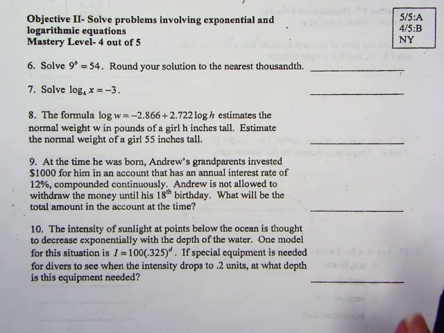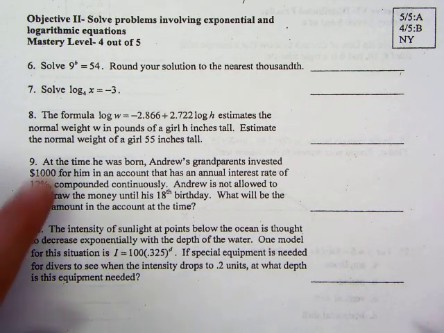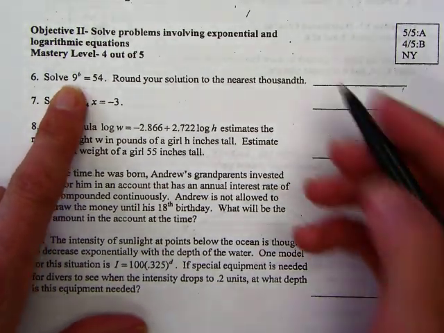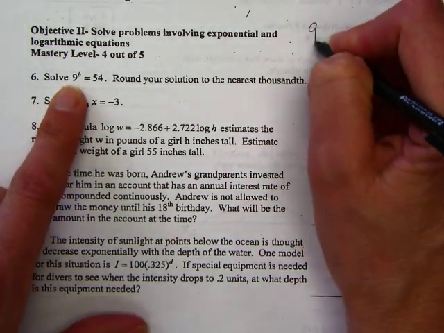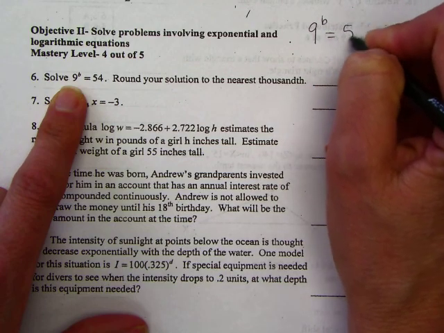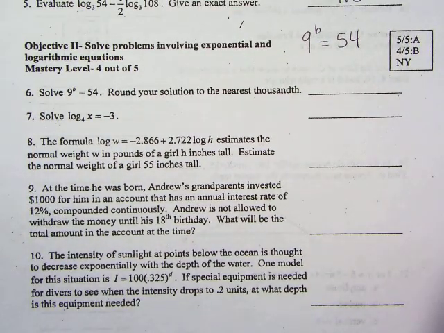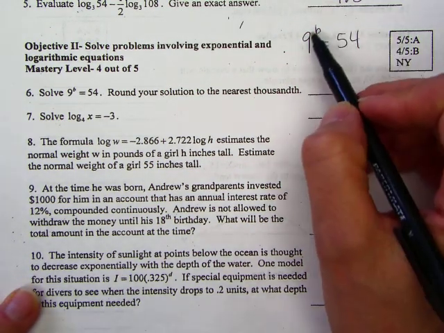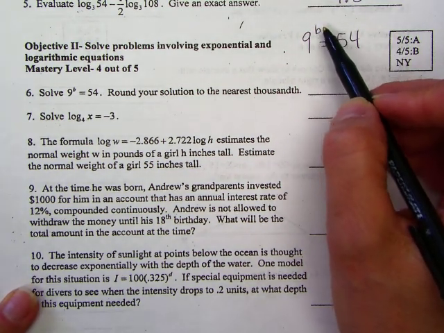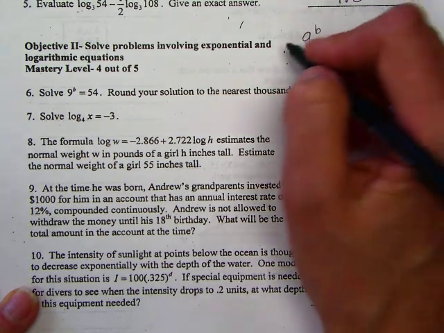So I don't like this trial and error business, especially when they tell me what to round to. Okay? So I would do this for this problem. 9 to the b equals 54. One of the biggest purposes of logs, why I think logs were created, is to find when your exponent is the variable. So I would take the log of each side.